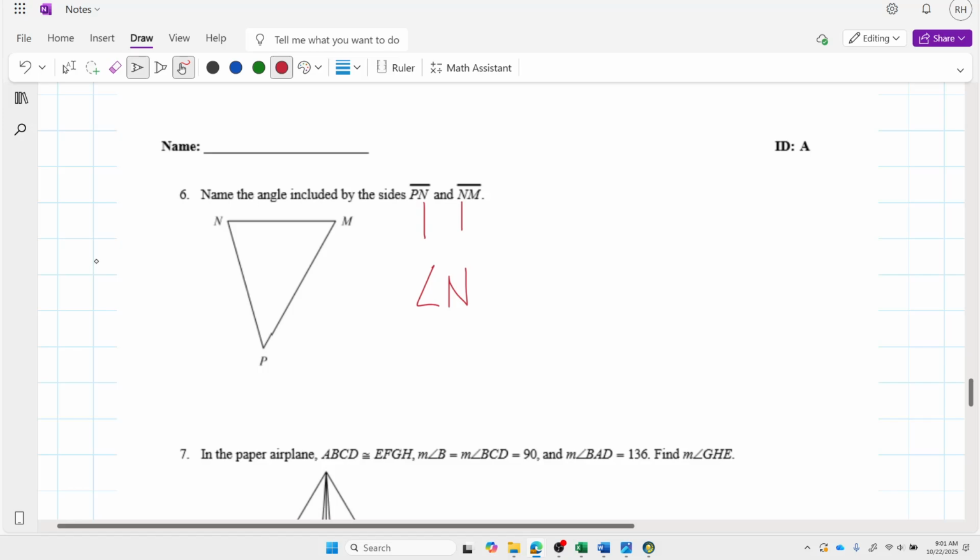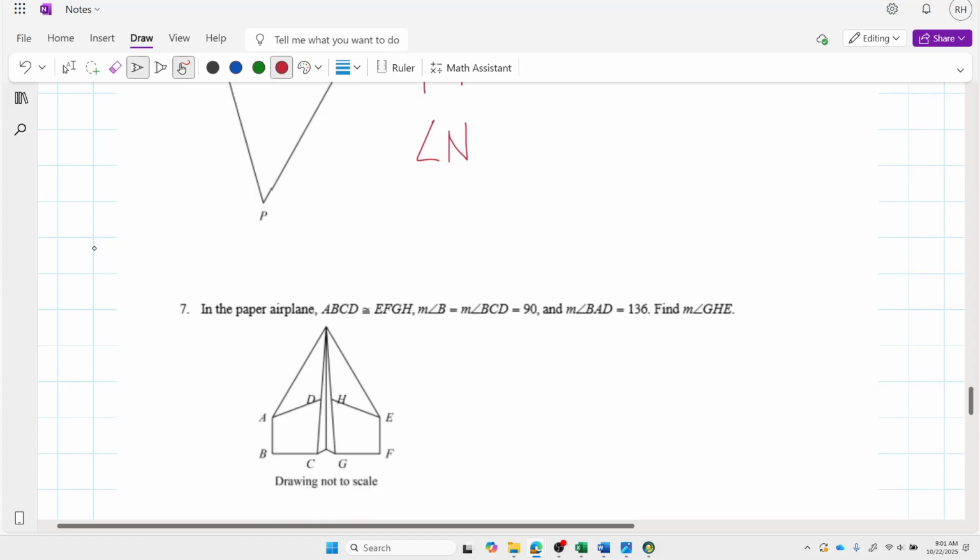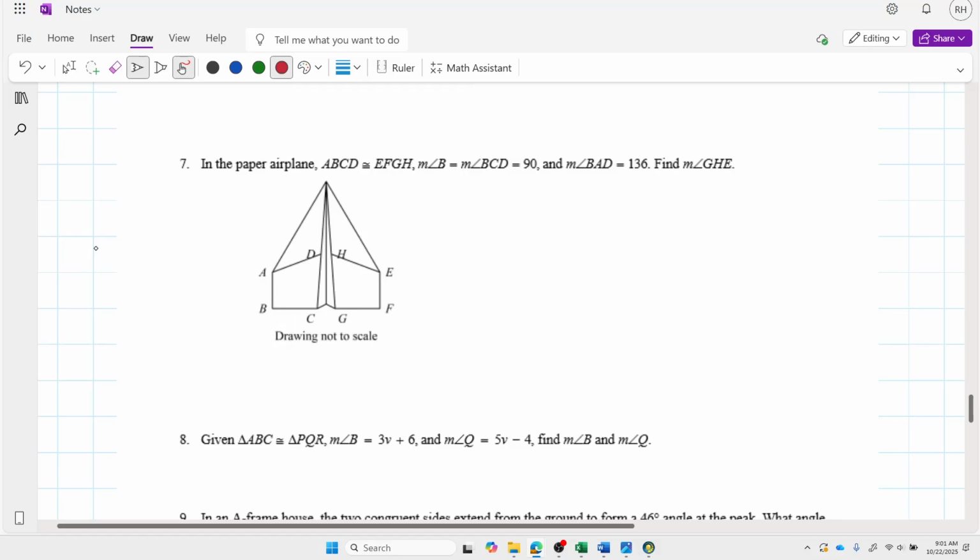Again, you're looking for the common letter. You're either looking for the one common letter, or if they ask for the common side, then you're looking for two common letters. Because two letters describe a side, one letter describes an angle.